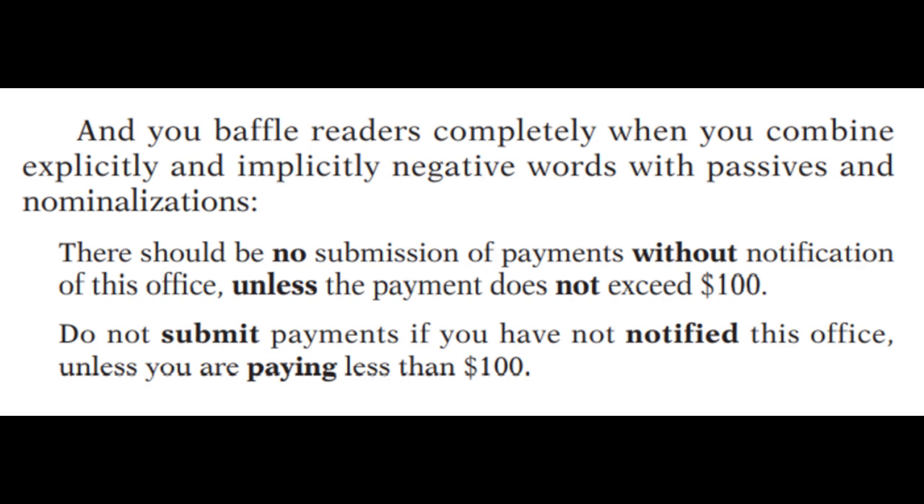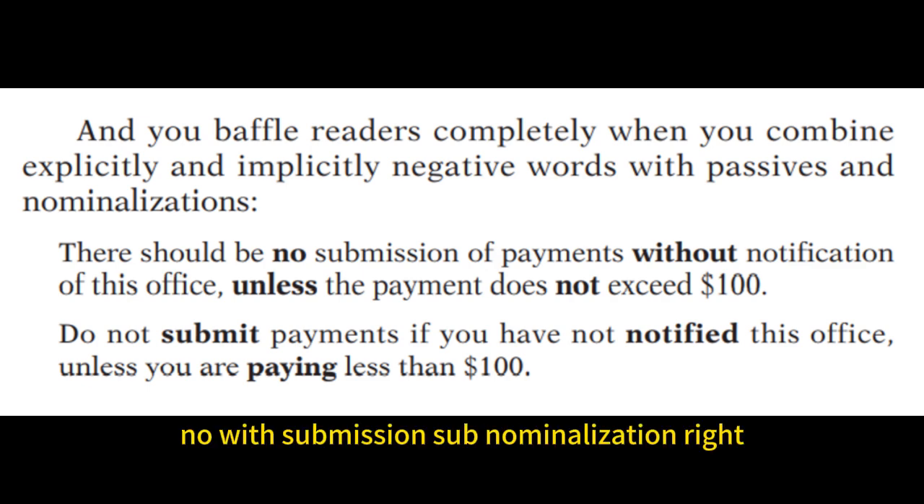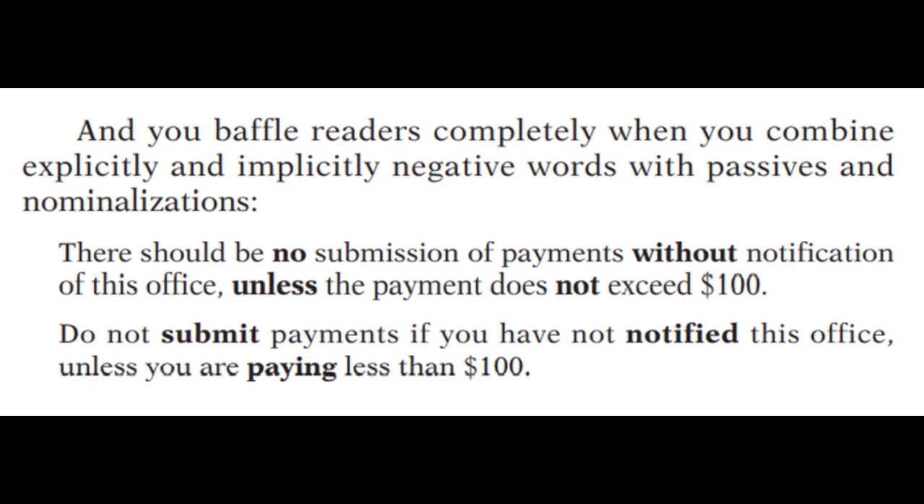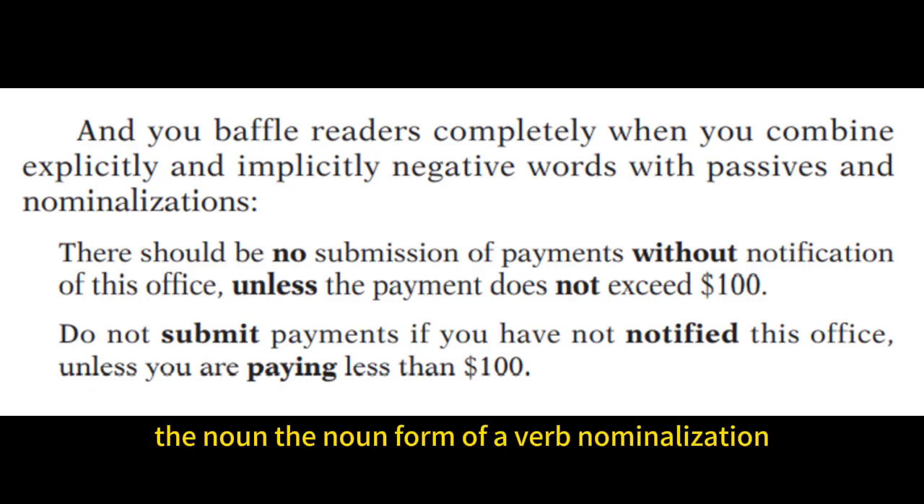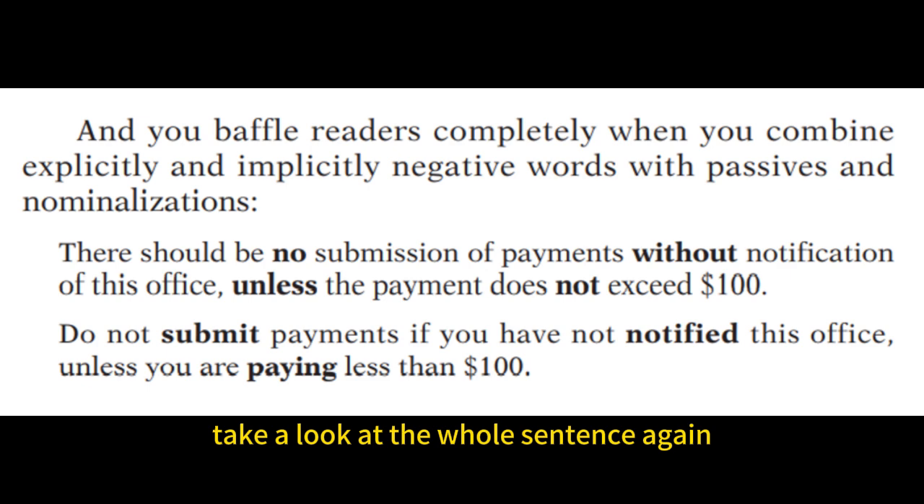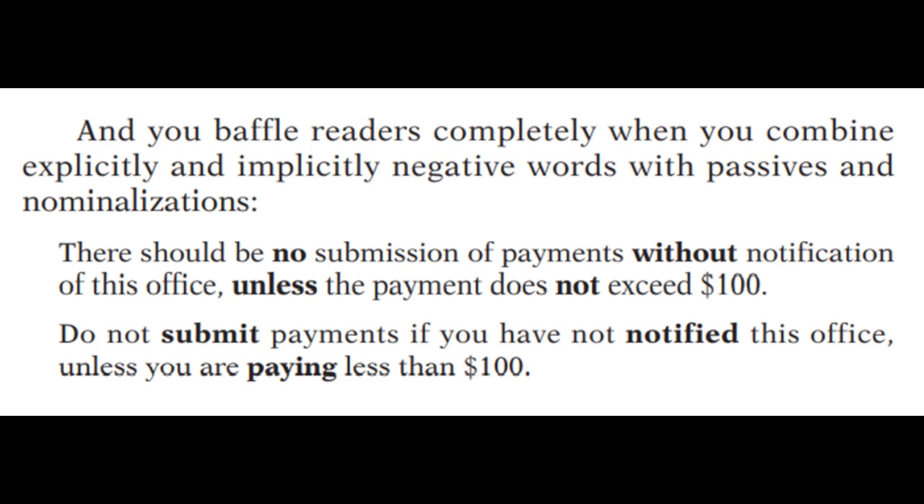Take a look. No submission. No with submission, nominalization, right? Noun form of a verb. Without, this is implicitly negative. Notification, nominalization. Unless, this is implicitly negative. And payment is also the noun form of a verb, nominalization. Take a look at the whole sentence again and see if you can get any sense out of this sentence.